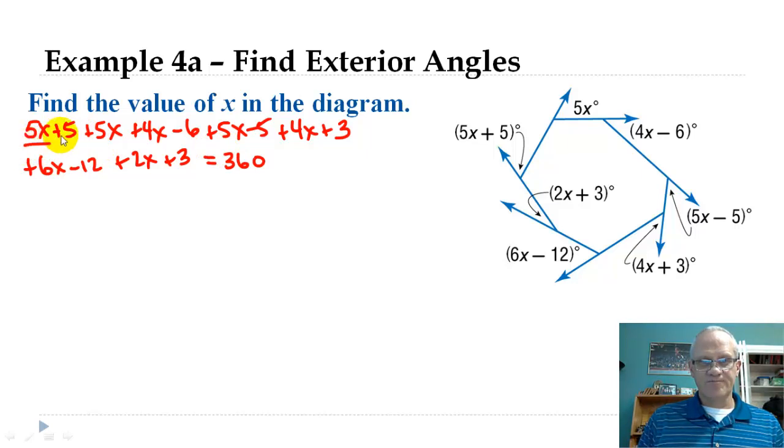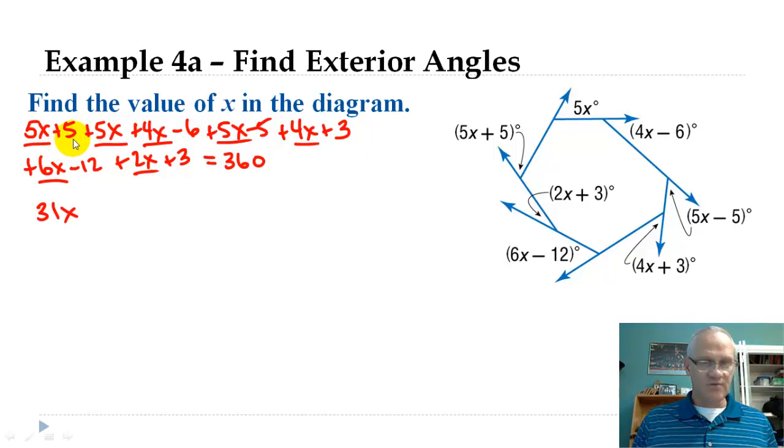Here we've got 5x, that's 10x, plus 4 is 14, plus 5 is 19, plus 4 is 23, 29, and 31. So 31x. Be real careful. That's why I underlined those, because it's sometimes hard to get those all added up correctly. So 31x. And then I'm going to do this on my calculator, we add up the numbers.